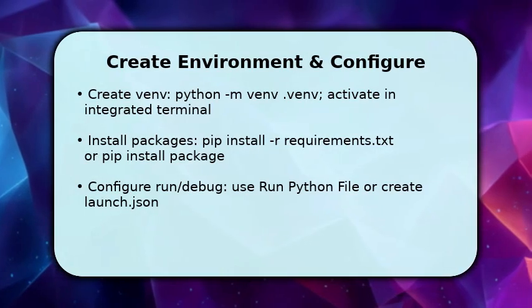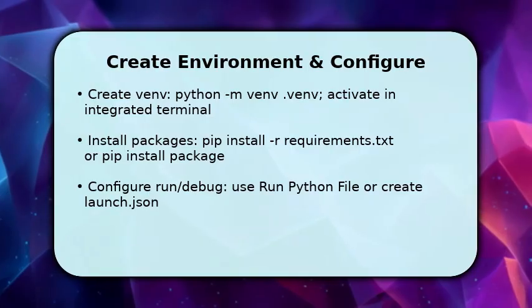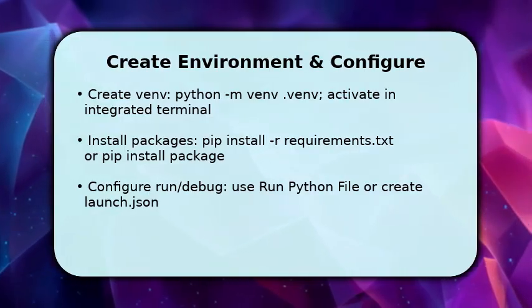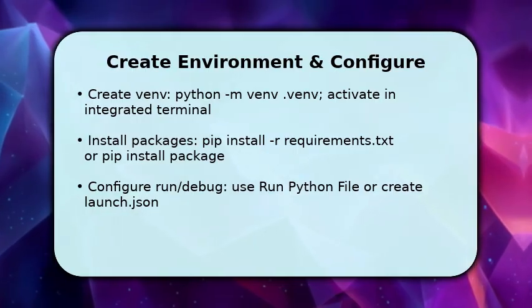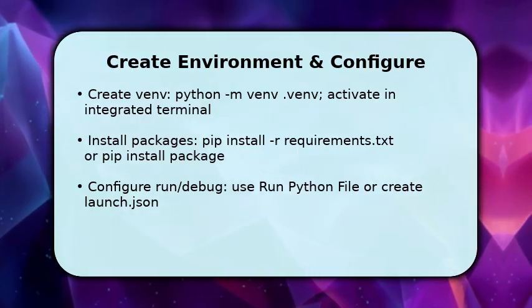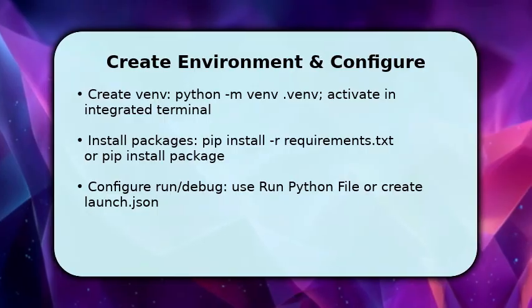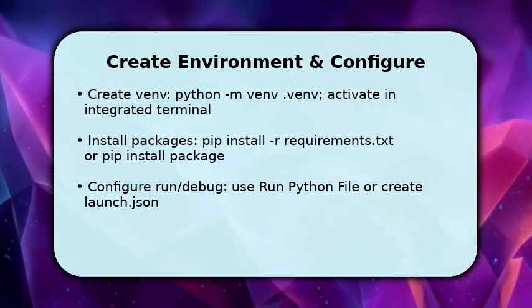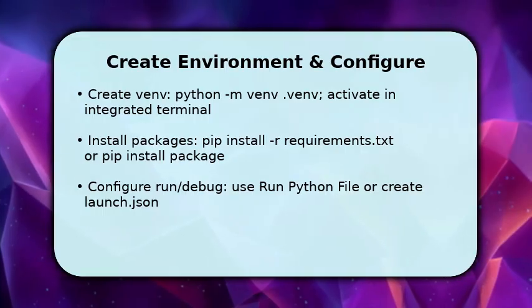Now you create an isolated environment so dependencies stay predictable. Use python -m venv and activate it in the integrated terminal, then pip install required packages. Once dependencies are set, confirm VS Code is using that venv interpreter.